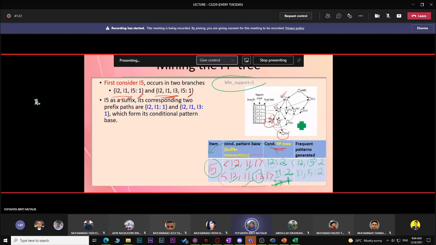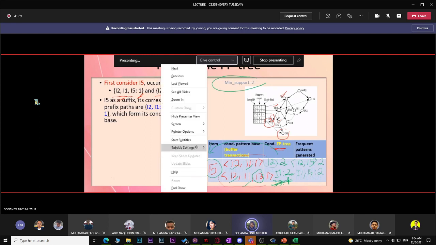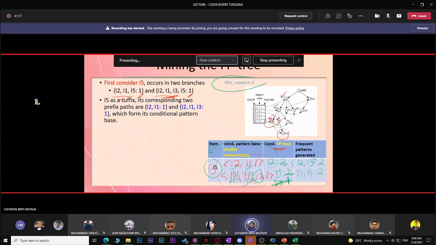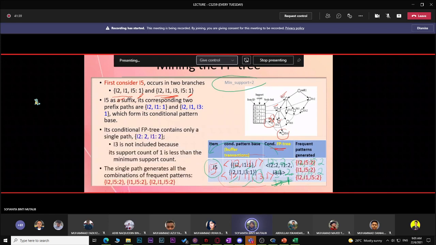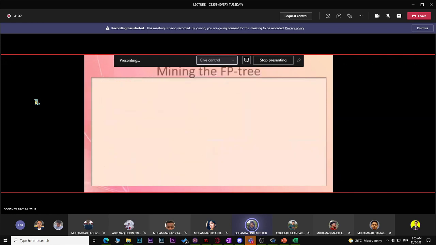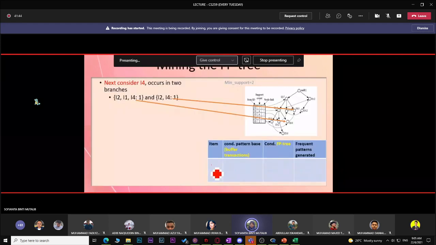Okay. Next, we are going to look at the next one. Let's have a look at another prefix, items. So next we'll be looking at the I4. Consider I4. Okay, boleh buat I4. Cuba you buat. I give you 1 minute at least.